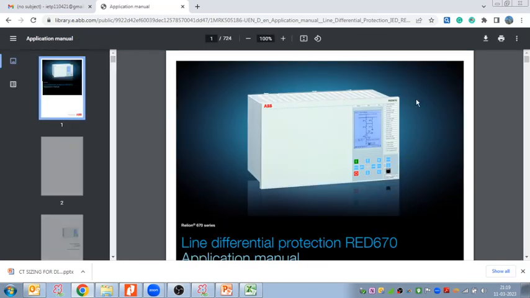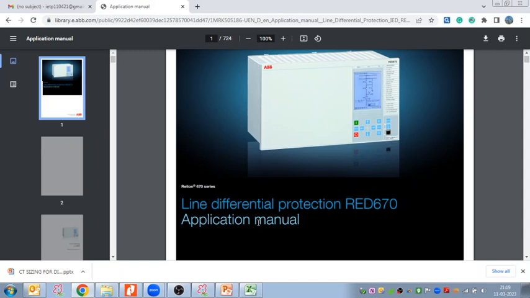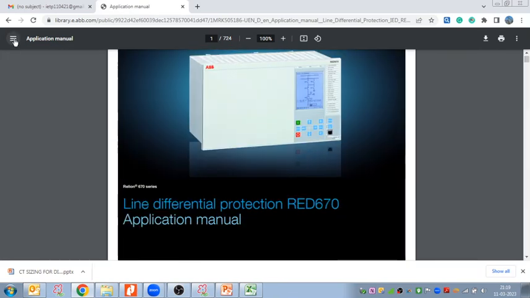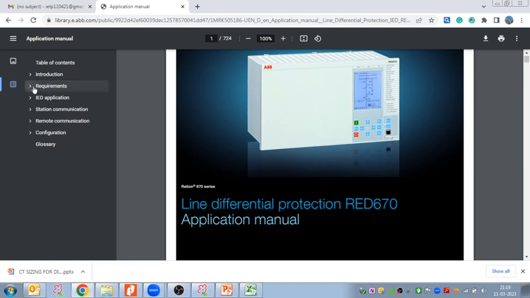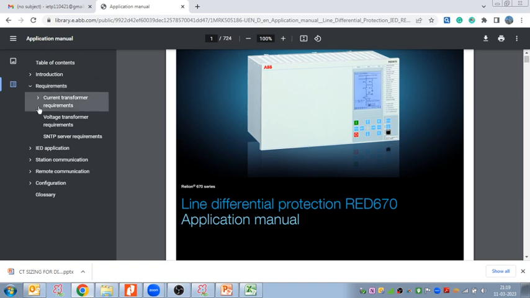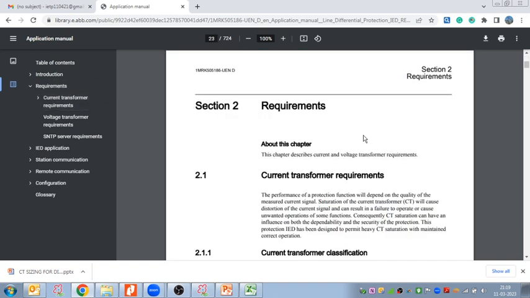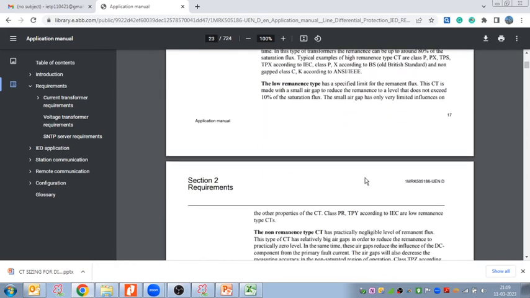Now this is the RED 670 line differential protection, because we have decided what kind of protection is required, right? So go here, go to your CT. For the CT requirement, go to the requirement and click on the current transformer. You will directly reach the page, Section 2, requirement, current transformer requirement.